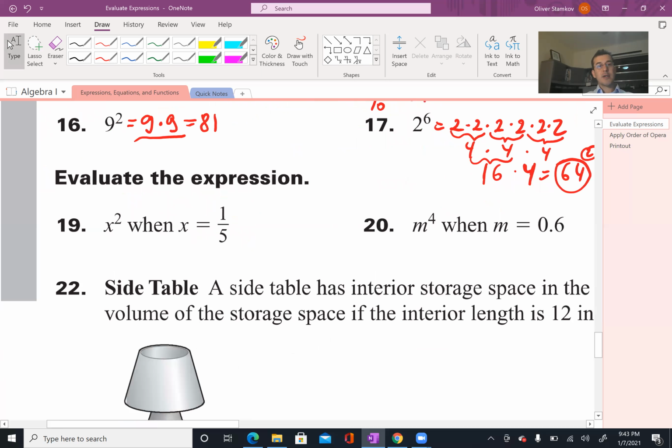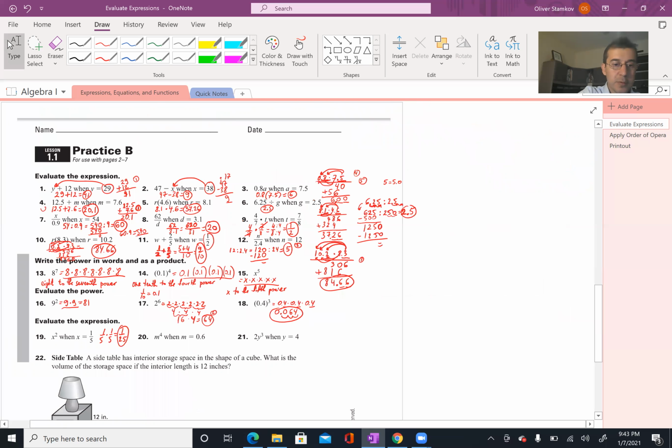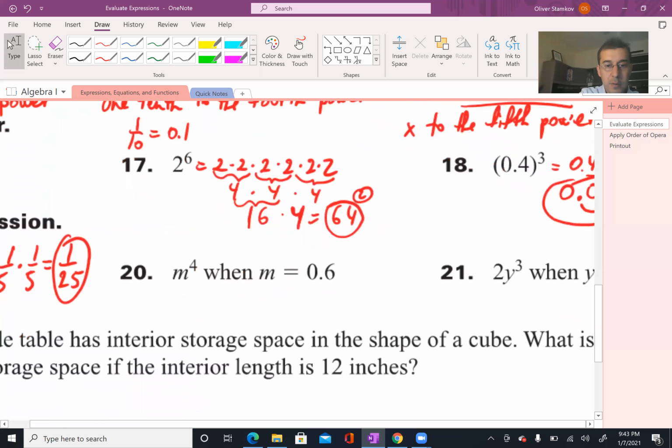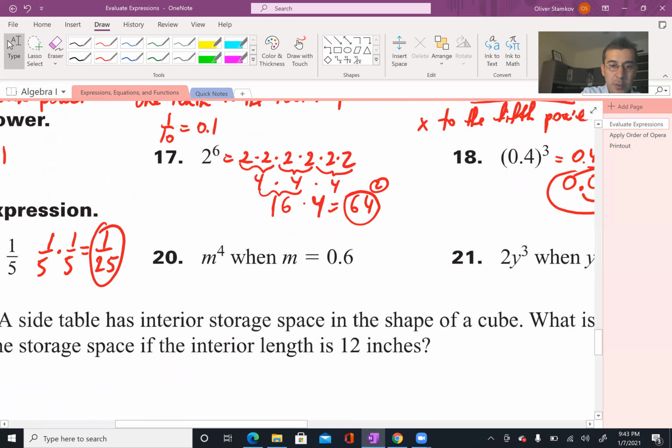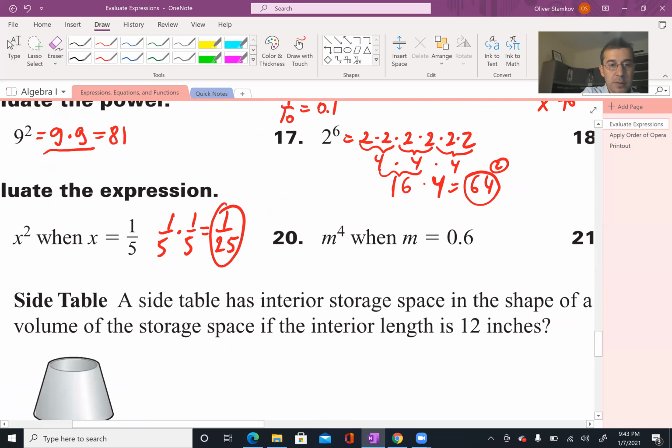Number 19, x squared, when x equals 1/5. So this is basically 1/5 times 1/5, or that is 1/25, right? 1 times 1 is 1, 5 times 5 is 25. So this is 1/25. Next one is m to the 4th, when m equals 0.6. So these are evaluate the expression, okay?